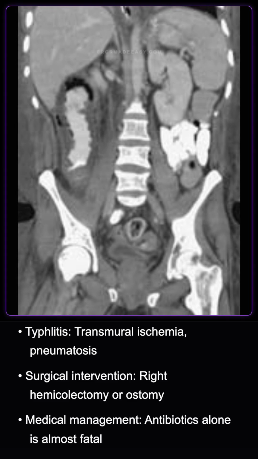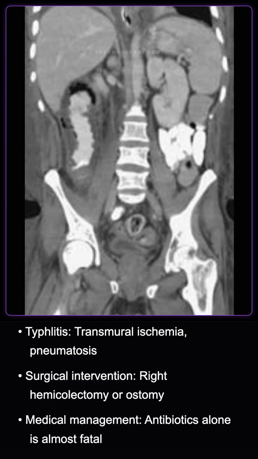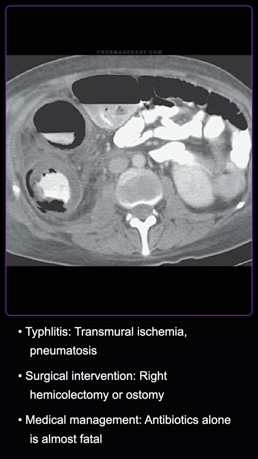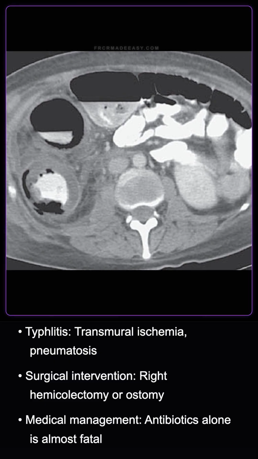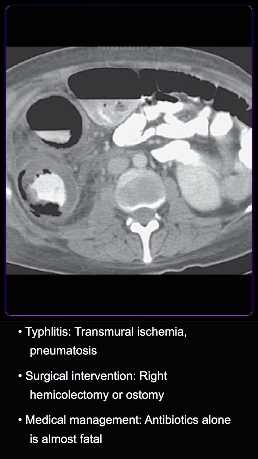I would advise the surgical team to prepare the patient for an emergent right hemicolectomy or a diverting ostomy. Medical management with antibiotics alone is almost universally fatal once transmural ischemia and pneumatosis have developed into Typhlitis.